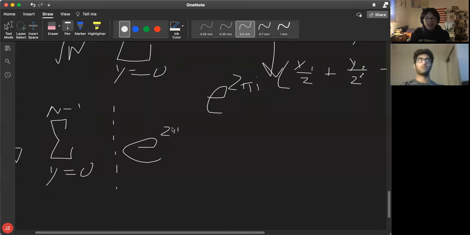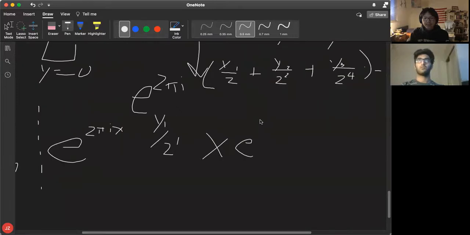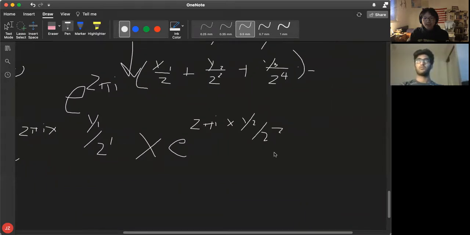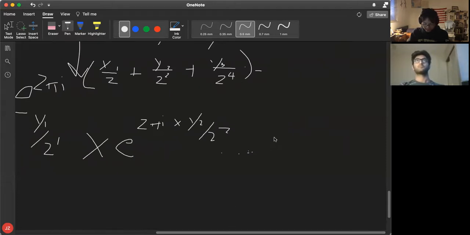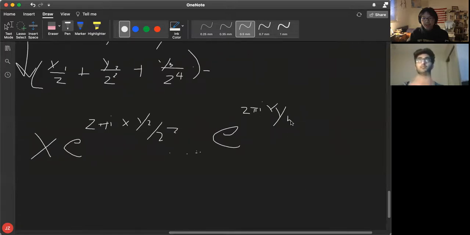But now we have e to the 2 pi i x over y sub 1 over 2 to the power of 1, times e to the 2 pi i x y sub 2 over 2 to the power of 2. And we can keep on going with this summation here. But eventually, we will get to a term that looks like this, e to the 2 pi i with x over y sub n over 2 to the n.